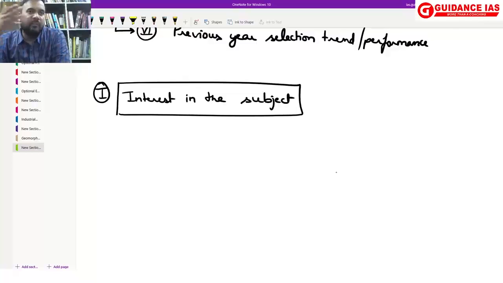In fact, many of them come to us when they ultimately get the interview call. One of the biggest problems they are facing is how to prepare the graduation subjects, because maybe some questions they can ask you in the interview from the graduation subject as well, because you have spent 3 years, 4 years, even 5 years in that, depending upon the field which you chose.